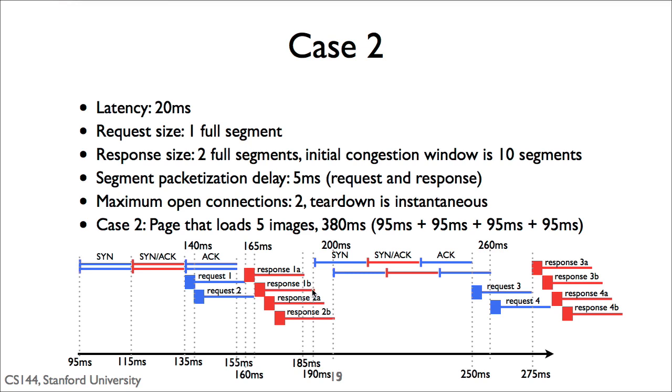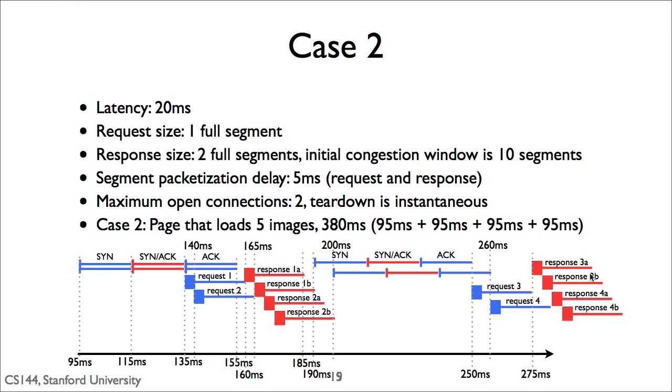Response 1B arrives at the client at 190 milliseconds. At this point, the client opens a new connection through a three-way handshake. But note how long this took. The client is requesting the third image at 190 milliseconds, 95 milliseconds after the first request started. Because the second request is going in parallel, the client doesn't have to wait for it to complete before starting the third request. It will start the fifth request immediately after the third one completes.